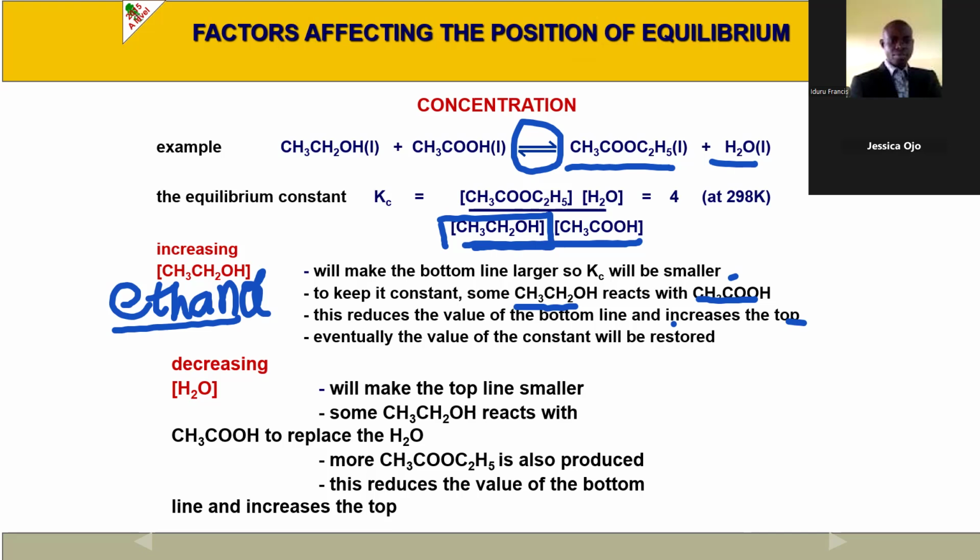So you must get that one very clear. Once part of the product has been removed, the forward reaction will be initiated to replace it. So the position of equilibrium moves forward. It makes the product side smaller, and that means some of the reactant will react to replace the water. So the equilibrium position shifts to the right-hand side.